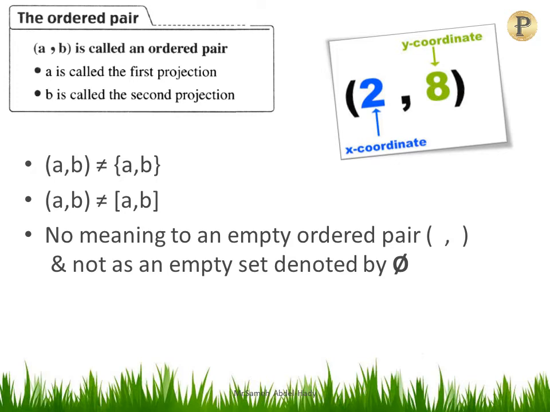No meaning to an empty ordered pair. I cannot write an empty ordered pair as I can an empty set denoted by phi. I can denote the empty set by the mark phi. But there is no meaning to an empty ordered pair.